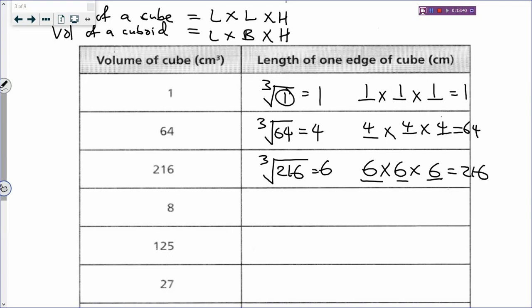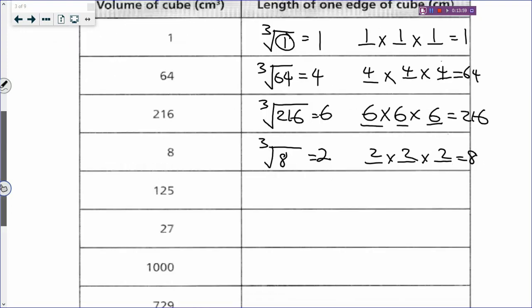For example, if the volume of a cube is 8 cm cube, then what is one side of the cube? Then you will have to do some guess and check. If it's a paper one, what times what times what is equal to 8? So it has to be 2 times 2 times 2. So one side of the cube is 2 cm. Alright, then let's go a bit faster now.